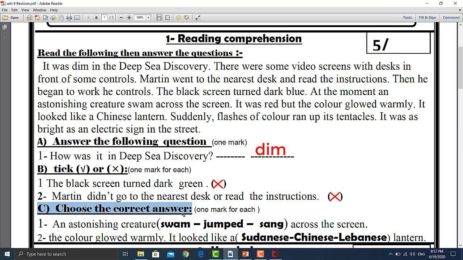C. Choose the correct answer. Number one, an astonishing creature swam across the screen, jumped across the screen, sang across the screen. Who can find the answer? Yes, the answer is here. Swam across the screen. So the answer will be swam. Great, excellent.